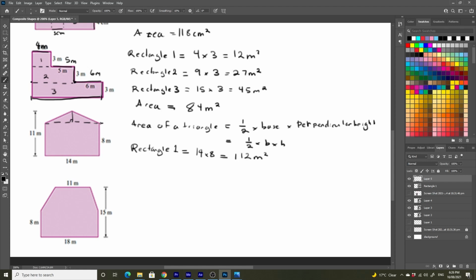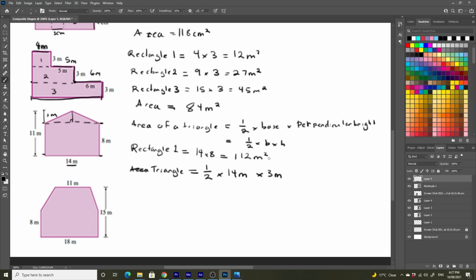Well, we know that the height of the rectangle goes to here, and that's 8 meters. And this distance here must also be 8 meters. So this distance here is going to be 11 meters minus 8 meters, which is going to be 3 meters. So the area of our triangle is going to be equal to half times the base of 14 meters times our perpendicular height, which we worked out was 3 meters.